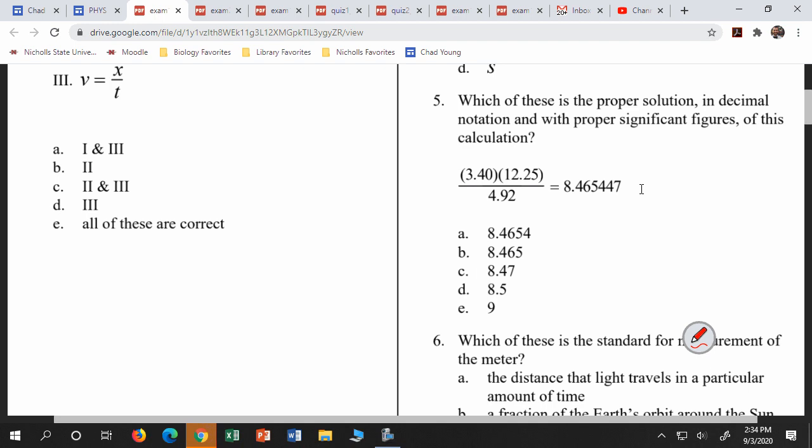This one's not terribly difficult. I give you what you would get in your calculator, and I ask you to report the one with the appropriate number of sig figs. When it's only multiplication or division, you just look at the lowest number of what? Decimal places or sig figs? Sig figs. So in that case, it's 3.8.47. Okay?